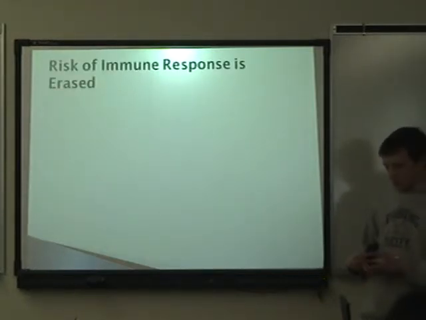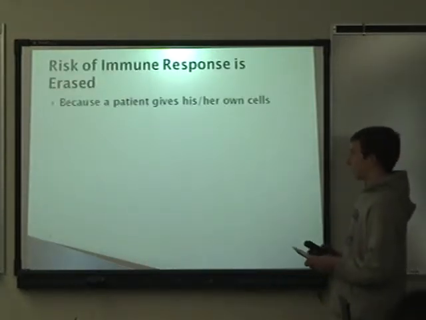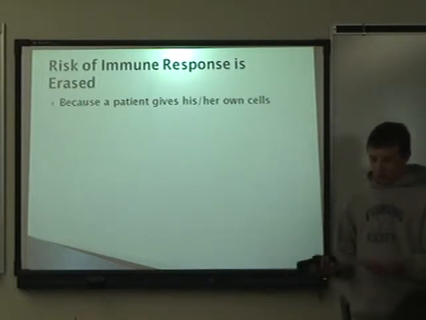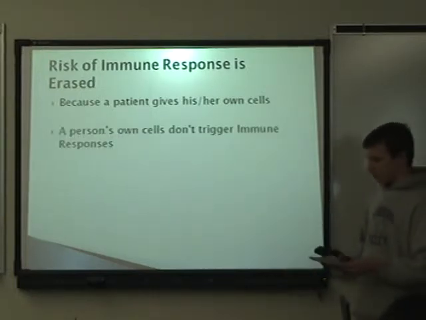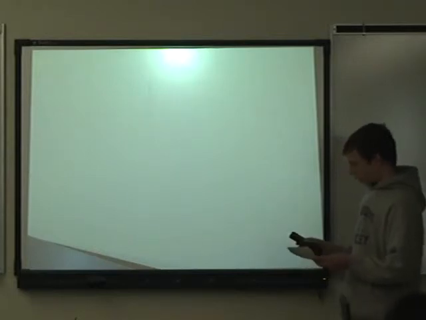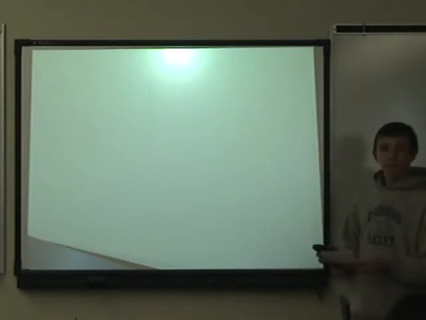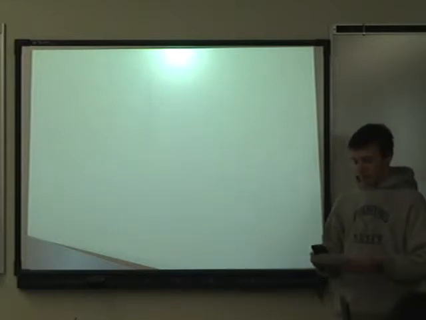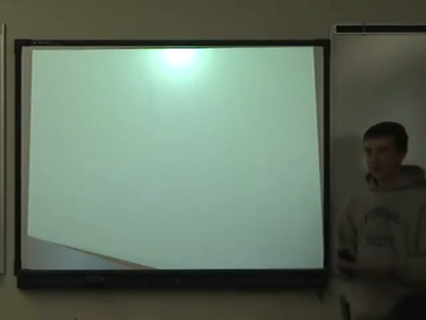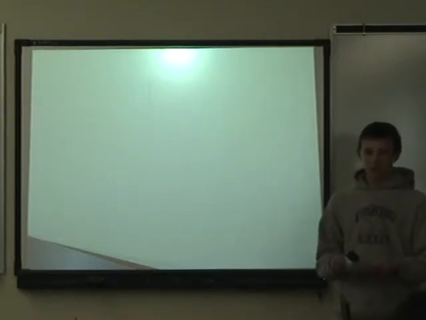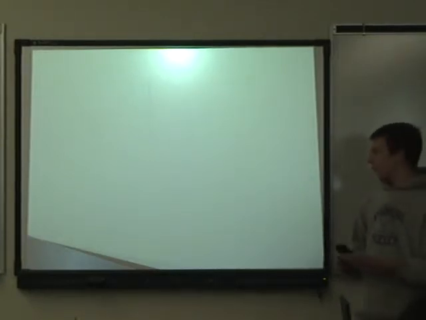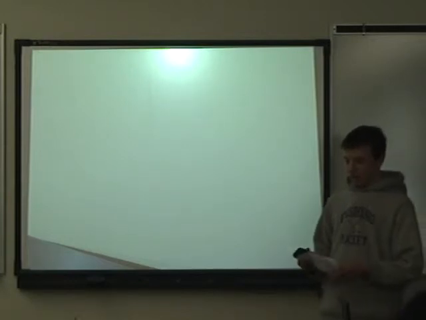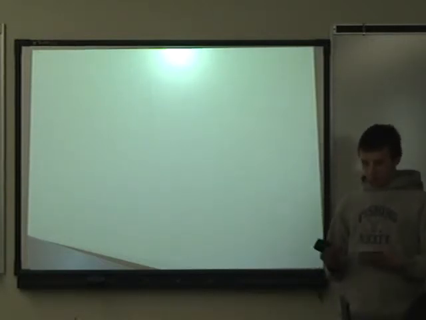The risk of the immune response is erased because the patient gives his or her own cells, and a person's cells won't trigger the immune response because they have the same DNA. The organ that's created is going to have the same DNA as the human. So, as I said before, when you implant it into a human, the risk of the immune response is practically erased. There are very few cases where there's a response to it.